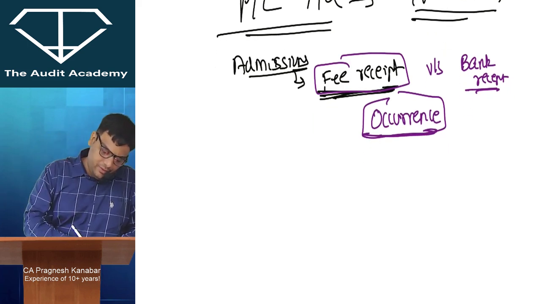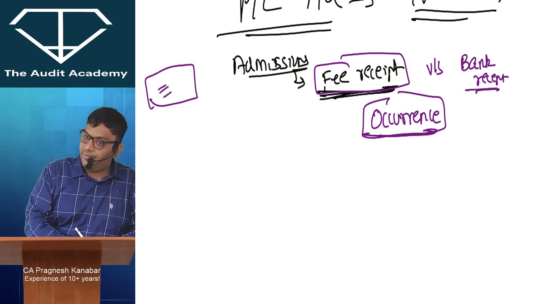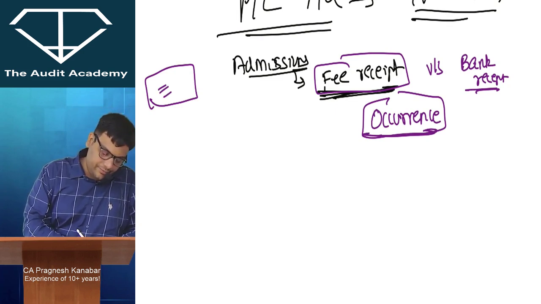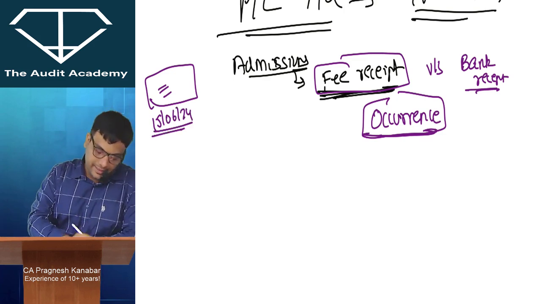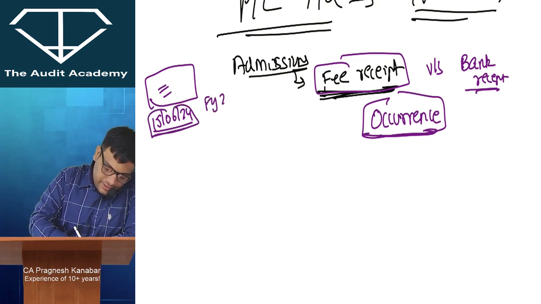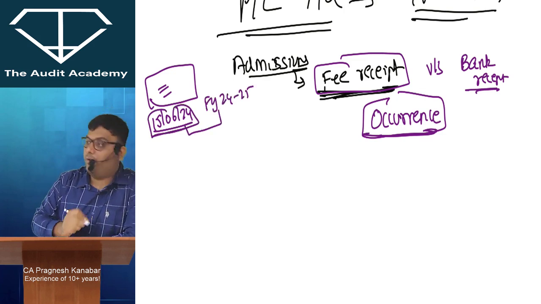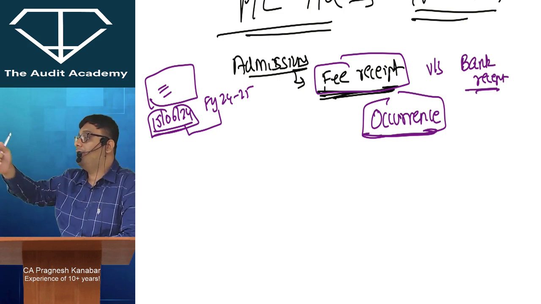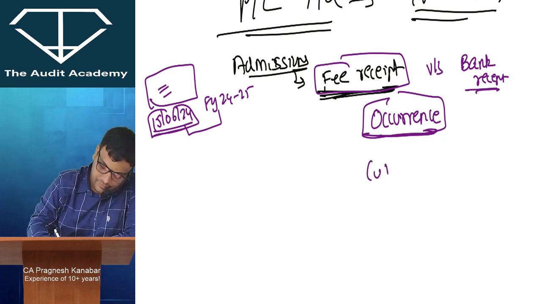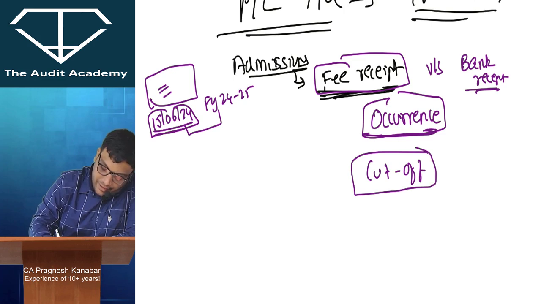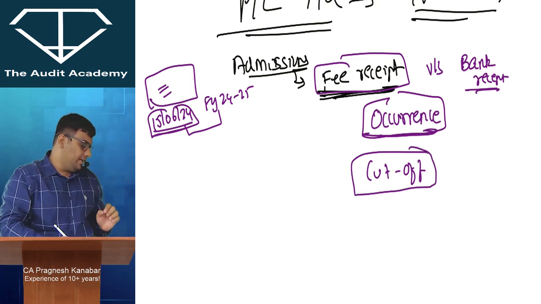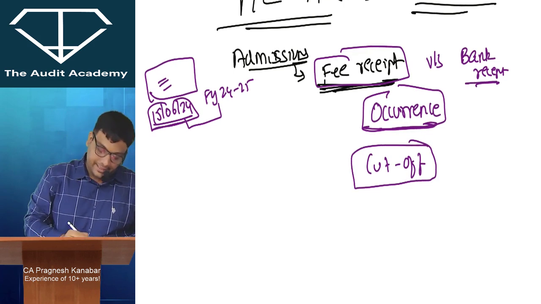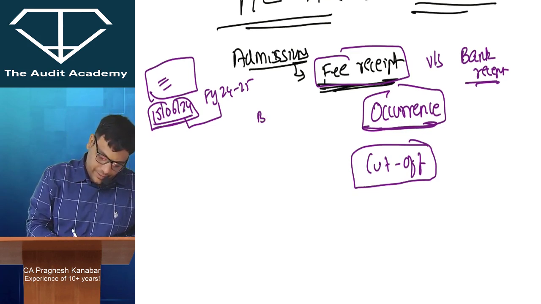Now let us go inside the fee receipt. Now when you look at the fee receipt, obviously there will be some date of the receipt. So let us say if the date is 15th June 2024, then in that case, this is financial year 24-25. What are you trying to verify? Whether it has been recorded in the correct accounting period or not, that means you are trying to verify cutoff. Whether transactions have been recorded in the correct accounting period or not, that means you are trying to verify the cutoff.